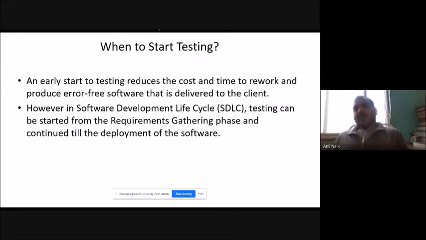Let me know when to start testing. An early start to testing reduces the cost and time to rework and produces error-free software that is delivered to the client. So an early start to testing reduces the cost and time to rework.